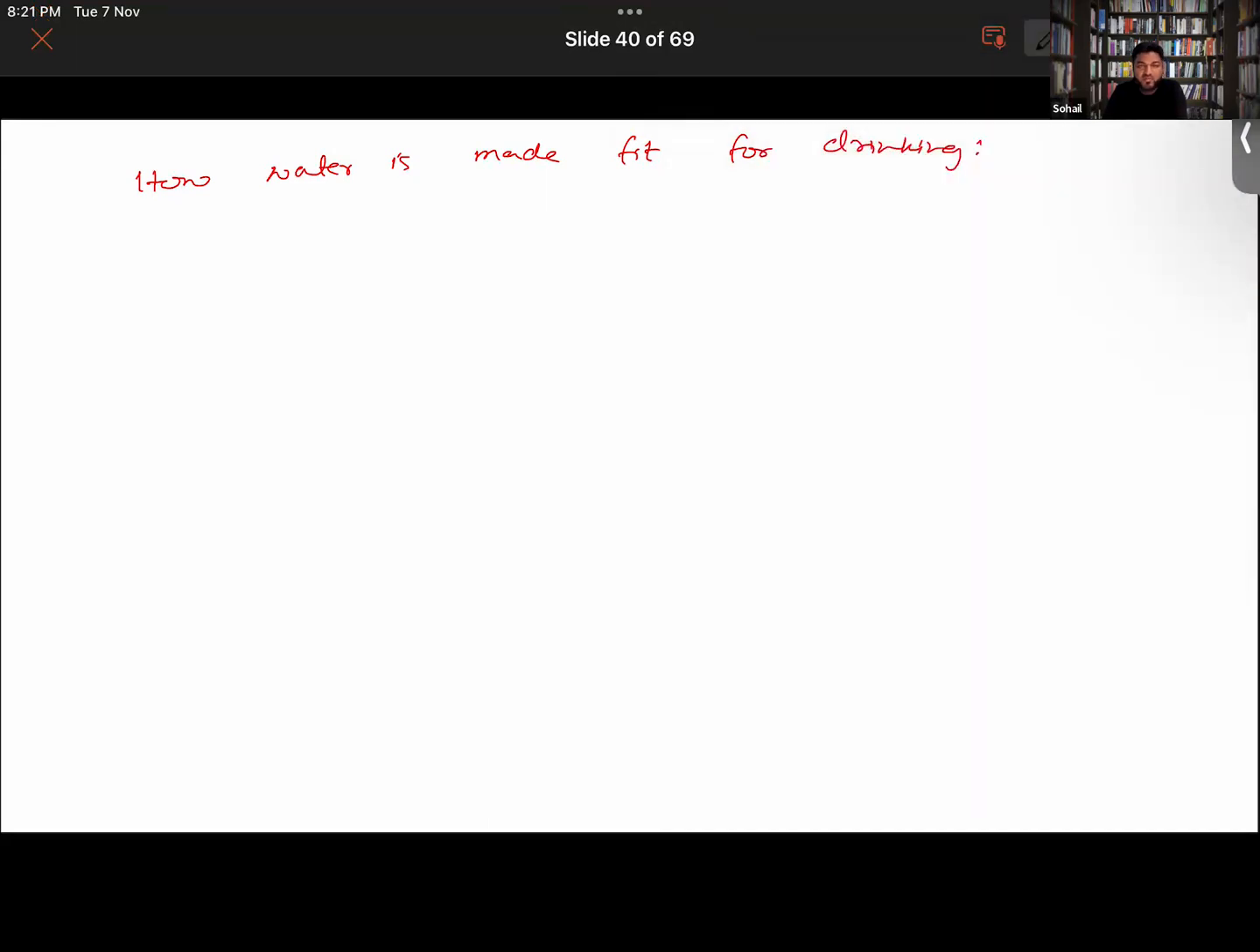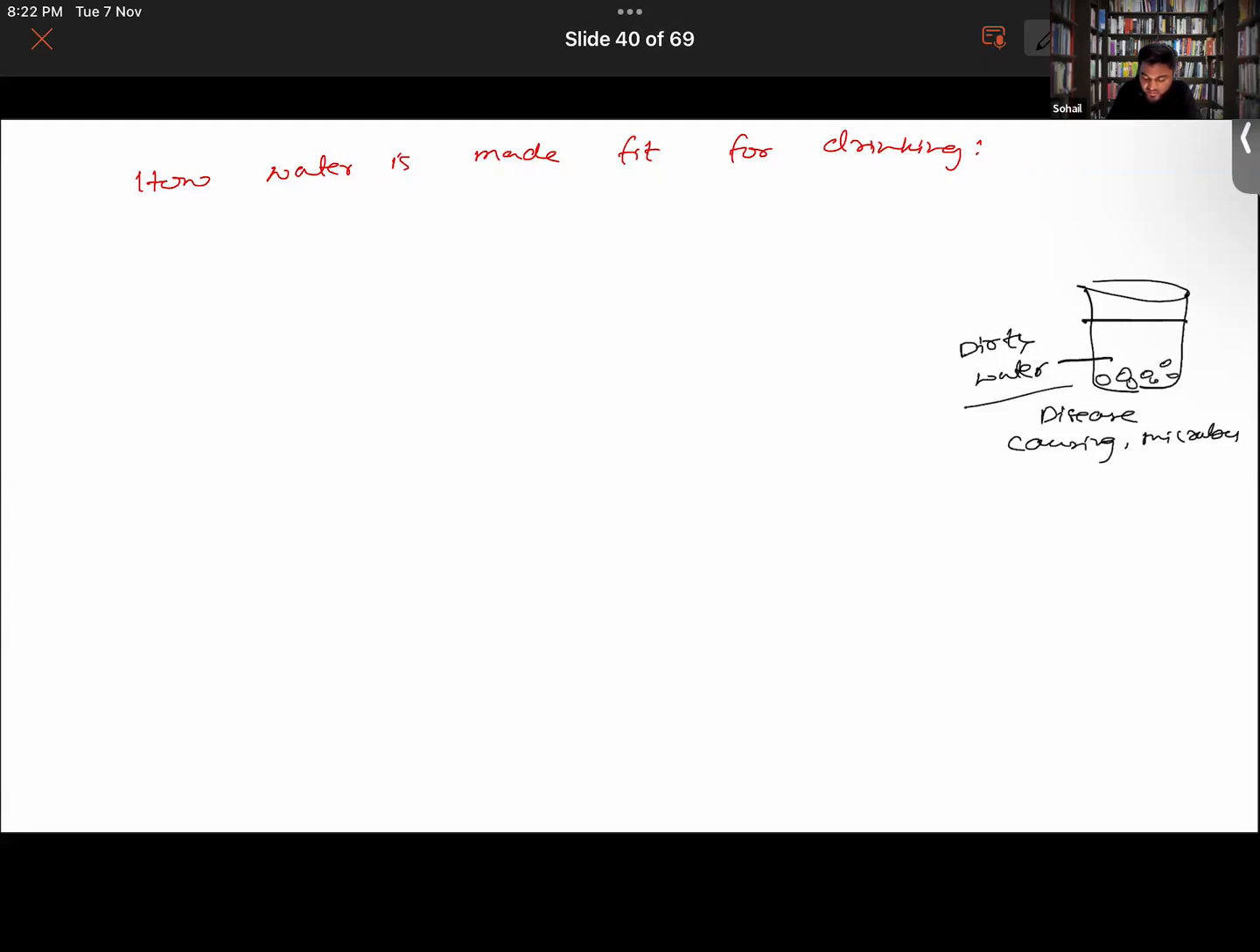So if I have a sample of dirty water, this consists of dirt in it, and not just dirt, but it also consists of disease-causing microbes in it. Right, Moaz Ahmed? Disease-causing microbes are present in this dirty water. So first of all, I will be separating out the bigger dirt particles in it, which are actually visible. So step number one, in order to clean the dirty water, will be the process of filtration.